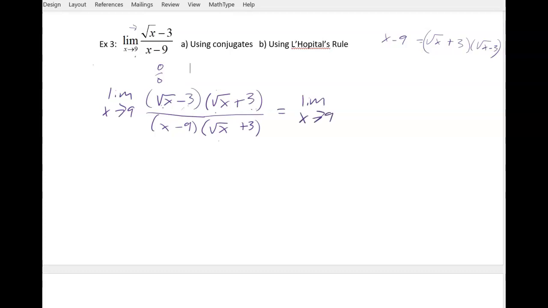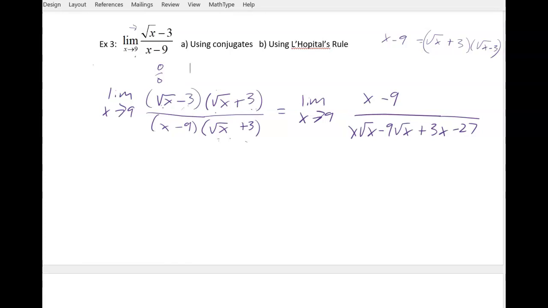And when I multiply out the top, I get x minus 9. You can do that and convince yourself of that. When I multiply out the bottom, it's a little more complicated. I get x square root of x minus 9 square roots of x plus 3x minus 27. I just went through term by term, x, that, and then that times that. So I still have 0 over 0. That doesn't seem to help me any. Well, it could.